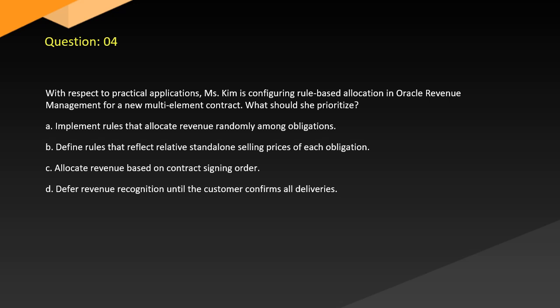A. Implement rules that allocate revenue randomly among obligations. B. Define rules that reflect relative standalone selling prices of each obligation. C. Allocate revenue based on contract signing order. D. Defer revenue recognition until the customer confirms all deliveries.